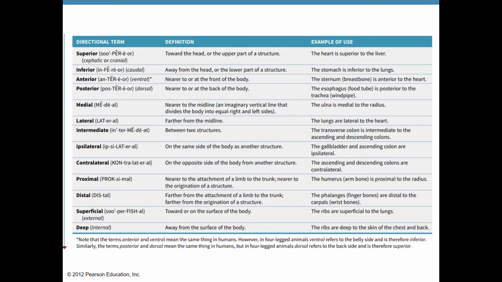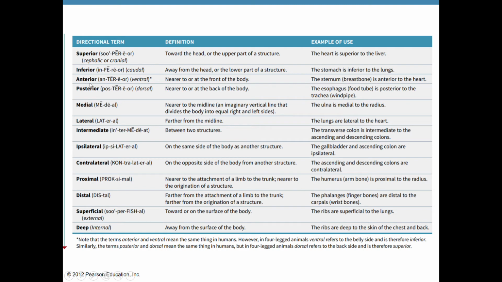Okay, now to make it easier to understand the topic about directional terms, I have given this table. So you have to have a copy of this. Superior, as I have said, cephalic or cranial, is toward the head or upper part of the structure, above. An example of this is the heart is superior to the liver. Inferior, caudal, away from the head or the lower part of the structure, below. The stomach is inferior to the lungs.